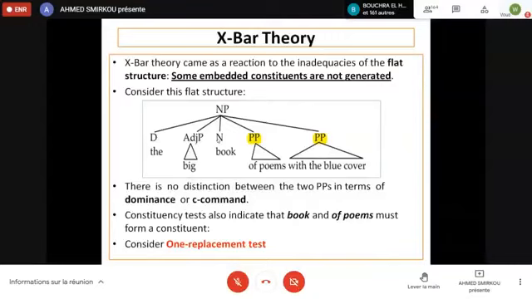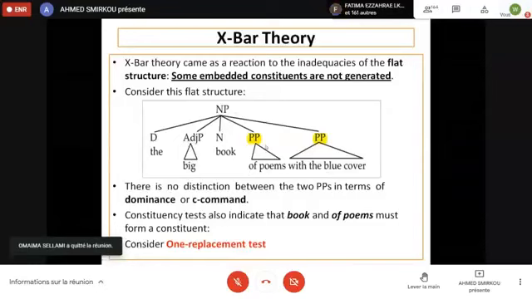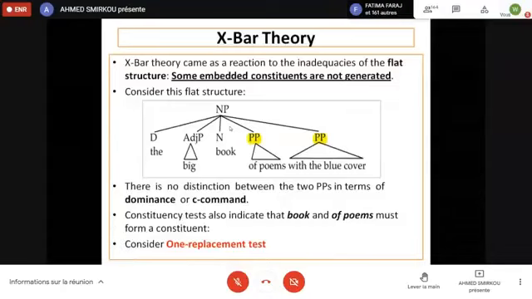Okay, so what we are trying to do, which is the main claim of X-bar theory, is to show that X-bar theory comes up with a new idea, which is that there are some constituents that are not generated in the flat structure, in the phrase structure rules that we have been using in all the chapters before. For example, the big book of poems with the blue cover: the whole is one phrase, all of them branched from the NP. X-bar theory says that this is wrong.